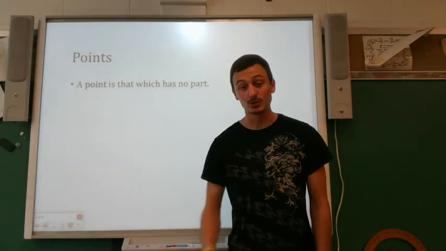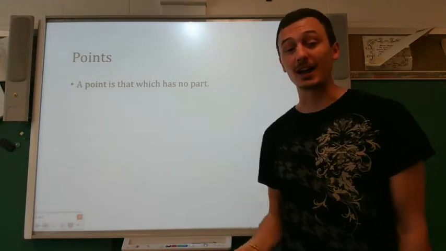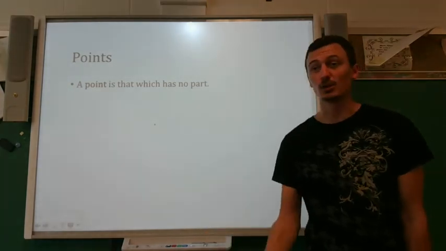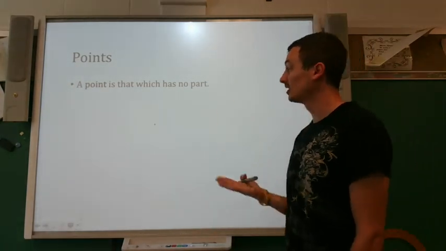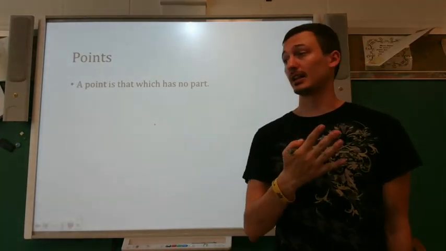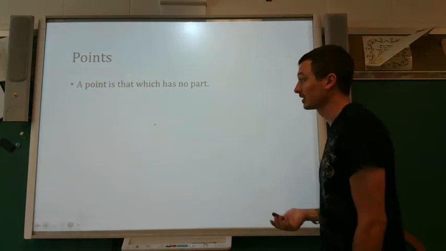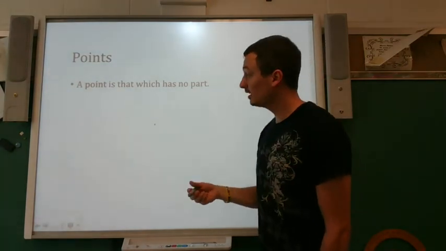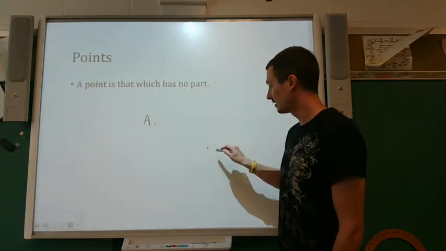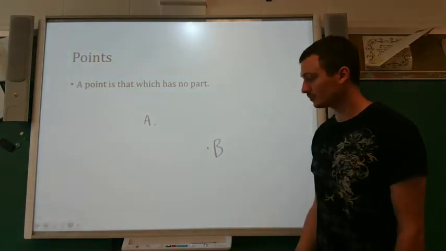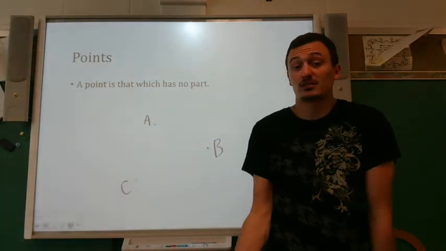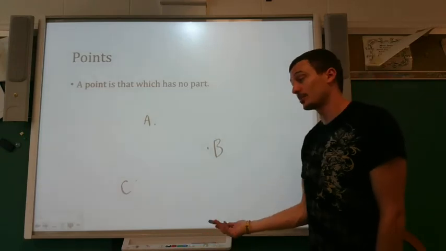I'm sure any of you could draw a point for me or identify a point, but that's a point. It is location only. It has no part. It has no depth, breadth, width, length, anything. It's just a point. Generally, points are labeled with capital letters. So that could be point A, and this could be point B. You could have a point C down here. Those are points. That's how you start geometry.